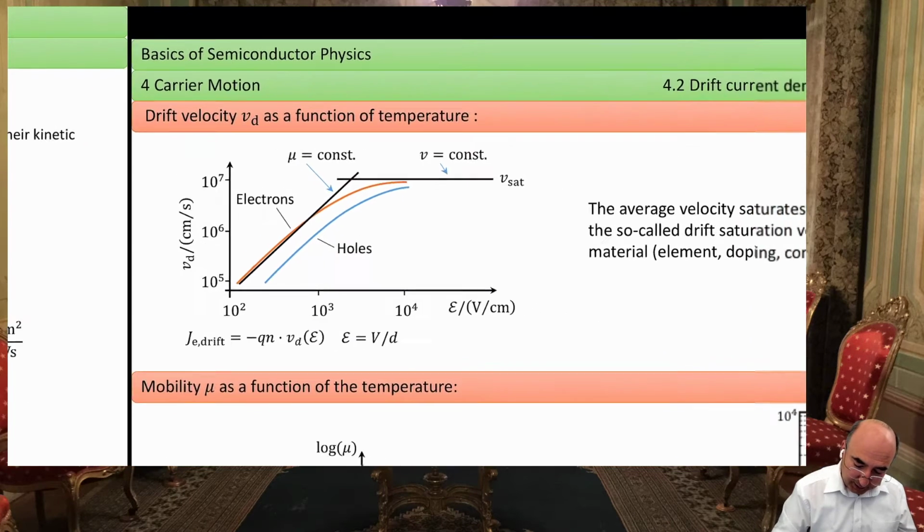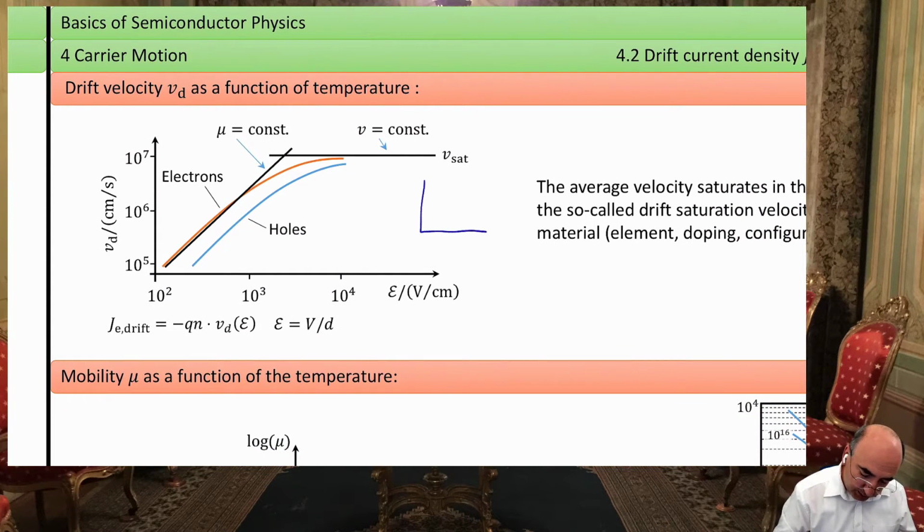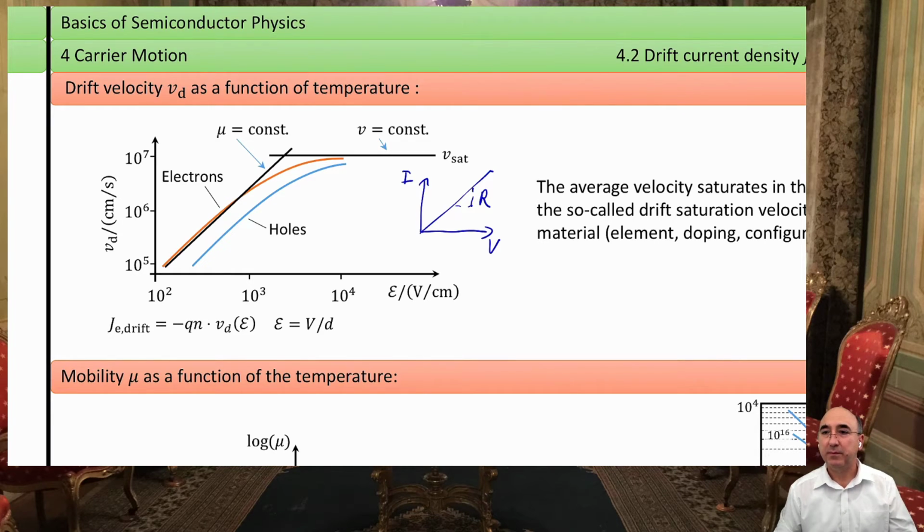This is the same diagram if you put it this way: voltage, current, increase. And this is the resistance in ohm. This is the equivalence to this line.